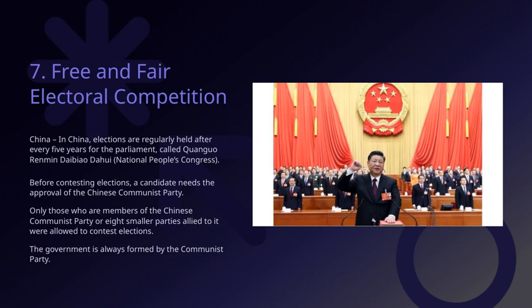In fact, only members of the Chinese Communist Party or members of 8 smaller parties allied with it are allowed to participate as candidates. And it's important to note that the government is always formed by the Communist Party. So, while there are elections, the process is tightly controlled, ensuring the party's continued dominance. This setup highlights the distinction between electoral processes and genuine political competition. It's a system that aims to maintain stability and control, but it's quite different from the free and fair electoral competition we often see in other parts of the world.